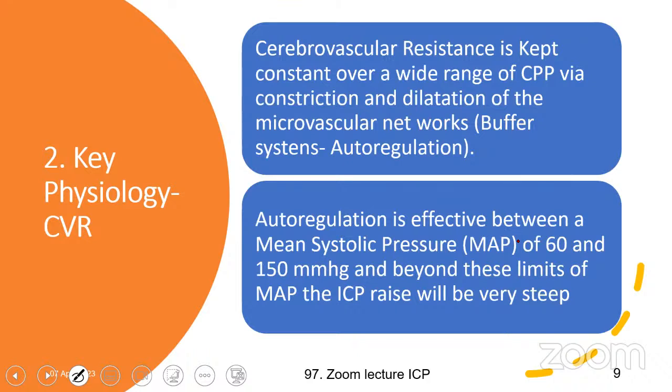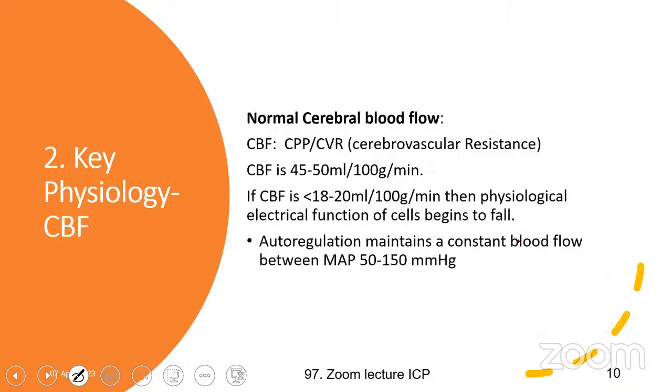The fact is that cerebrovascular resistance is kept constant over a wide range of cerebral perfusion pressure via constriction and dilatation of the microvascular networks. These are the buffer systems for autoregulation. Autoregulation is effective between a mean arterial pressure of 60 and 150 millimeters of mercury. And beyond these limits of mean arterial pressure, the ICP rise will be very steep. You can see in one of the graphs now.